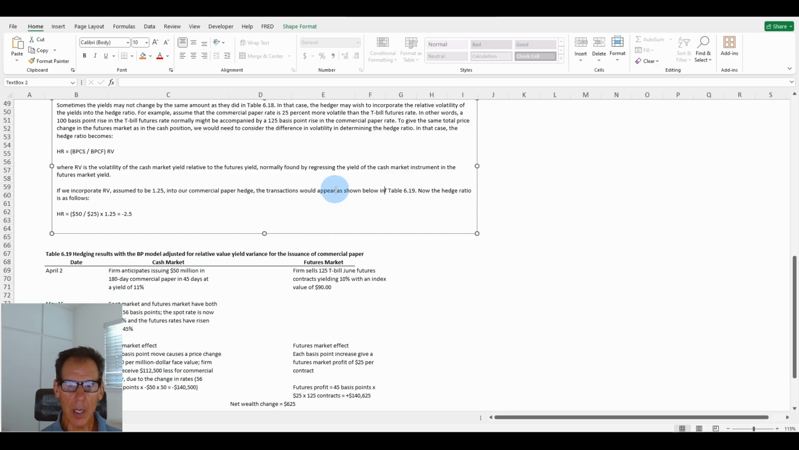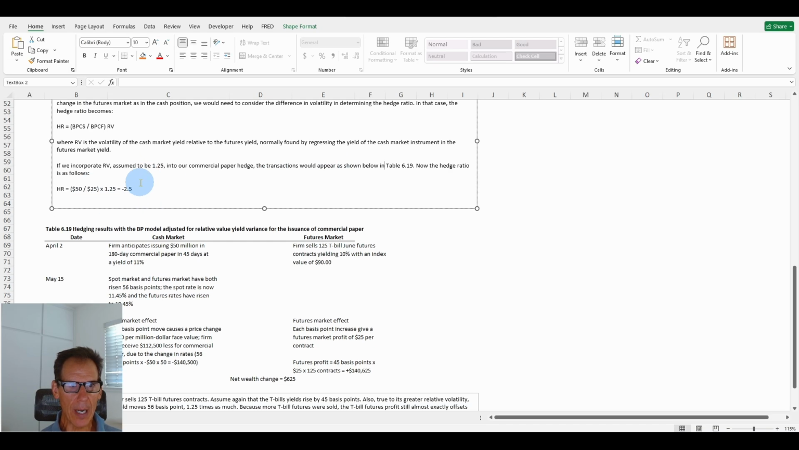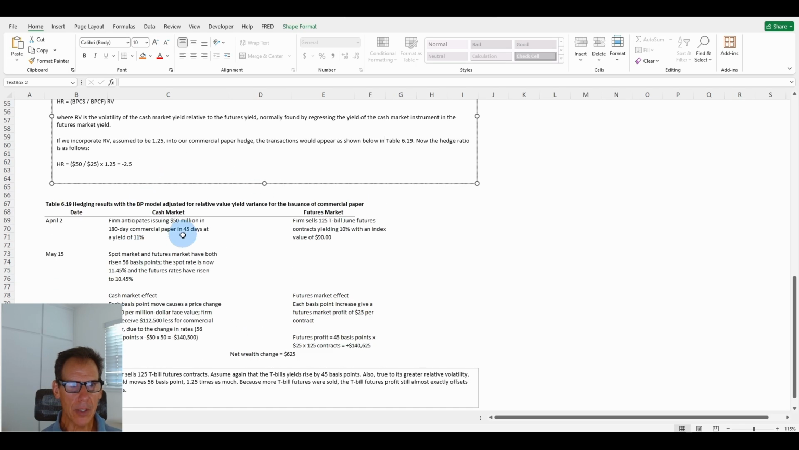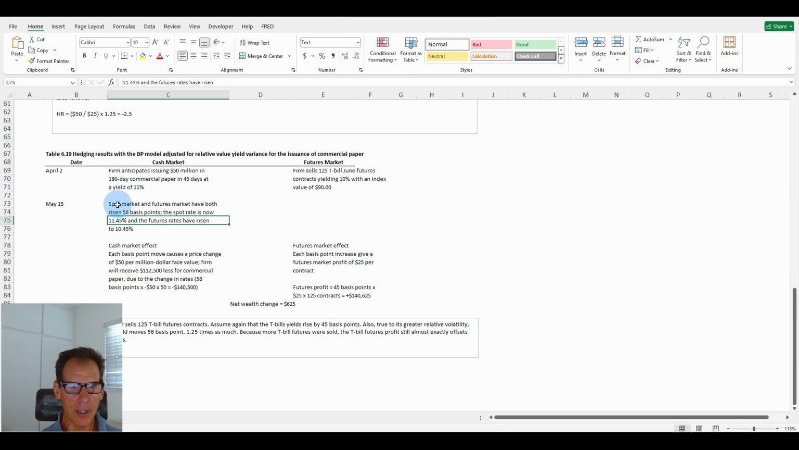Now the hedge ratio is as follows: 50 divided by 25 times 1.25 is equal to -2.5. We're going to increase the number of contracts. So here, the firm anticipates issuing 50 million of 180-day commercial paper in 45 days. The firm sells 125 T-bill June futures contracts yielding 10% with an index value of 90. The spot and futures markets have both risen 56 basis points. The spot rate is now 11.45 and the futures rates have risen to 10.45.